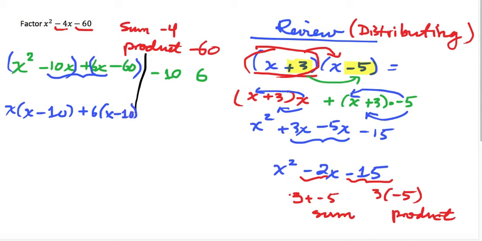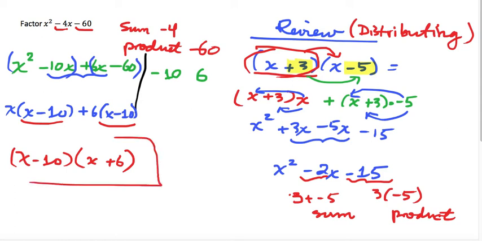And then I'm going to factor one more time, but instead of factoring a single term, I'm going to factor out a group. So I'm going to factor out x minus 10. And what do I have left? x plus 6. Okay. So x squared minus 4x minus 60 is the equivalent of x minus 10 times x plus 6.